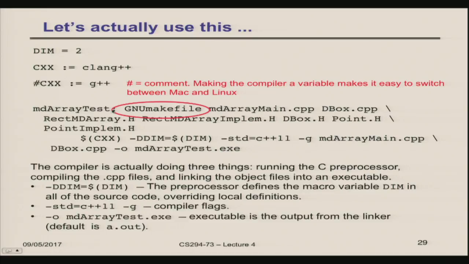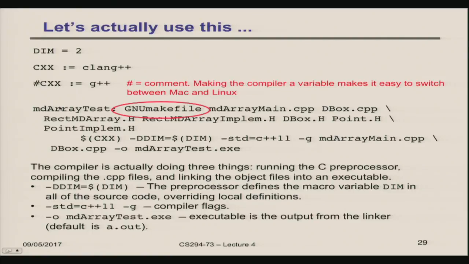So here is the name of my target, MD-array test. I gave it a nice mnemonic name. Here are the things that it depends on. Notice I have backslash and then new line, backslash new line. This is to not have lines that are infinitely long. This is all one line. By the way, if you put backslash space, make will be confused. So you have to backslash new line. So these are my dependencies.